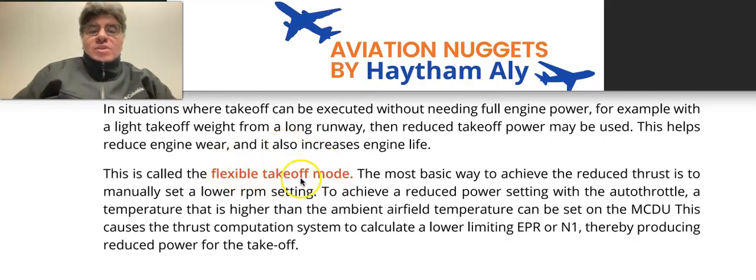So flexible takeoff mode is one of the very popular modes and is used by the pilot to increase engine life. So, why may the pilot do that? In a case where maybe we can take off without the need of the full power of the engine. Maybe it is a ferry flight, only the pilots and the cabin crew on board, no passenger, no payload. Why do we use the full power of the engine that may take off with a full load on the aeroplane?